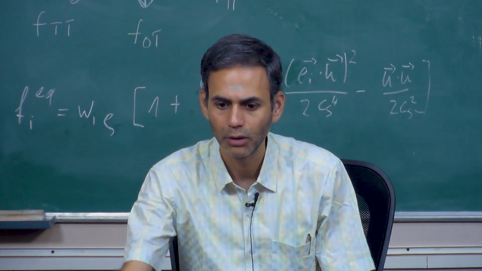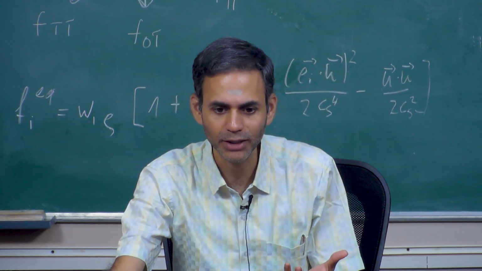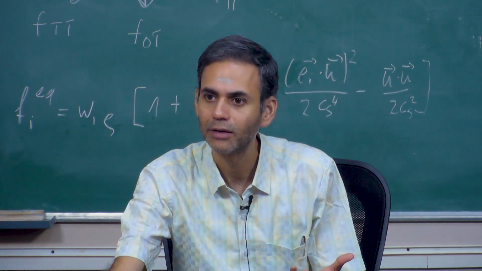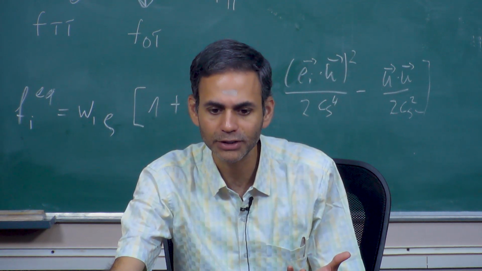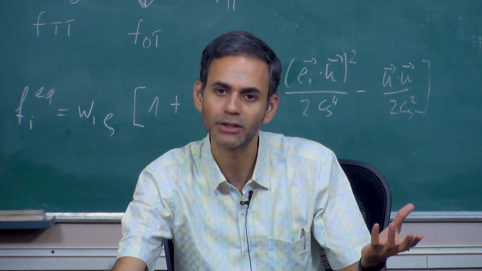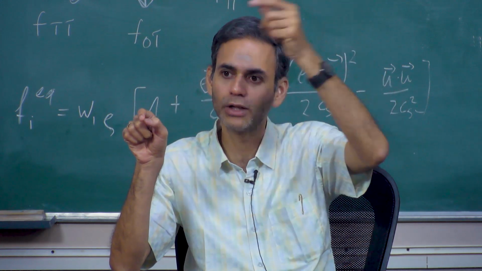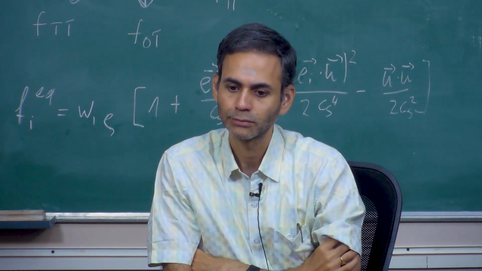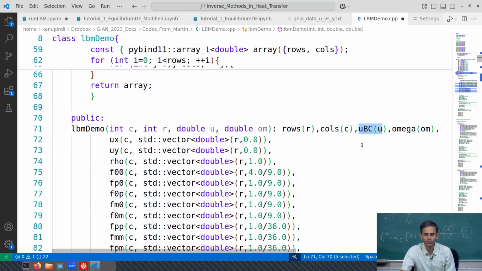Oh, you mean the value? I have not set the value yet. UBC is declared here, correct? And then in the function call, we have this W which we are passing, that is being initialized to UBC. UBC is being initialized to U. Whenever you call LBM demo with some values, that U will become UBC, and that UBC will be applied in the boundary condition. Fine. Any other questions?